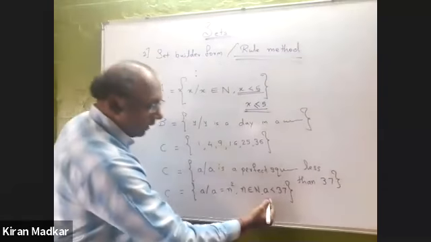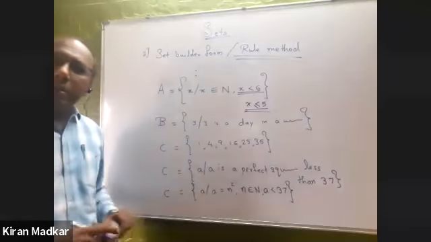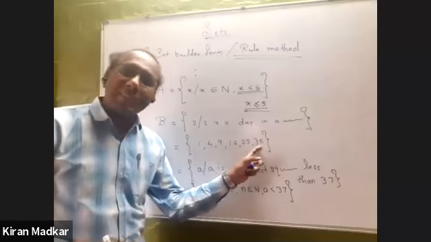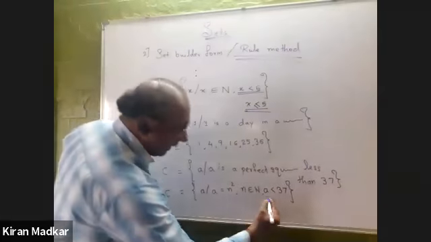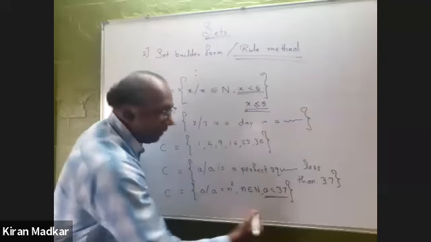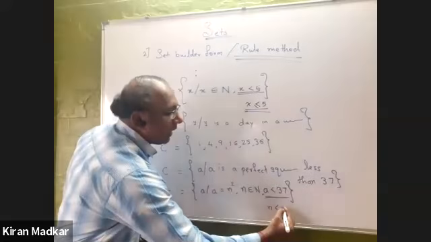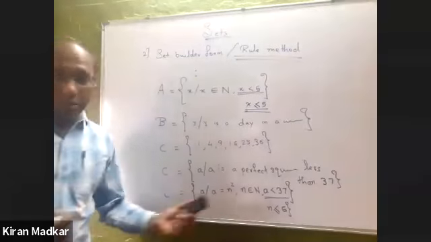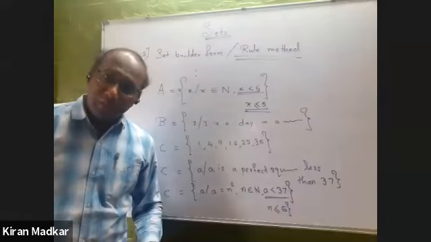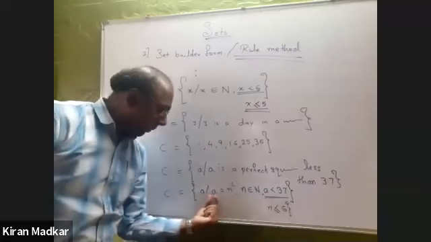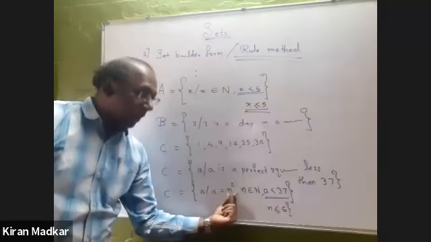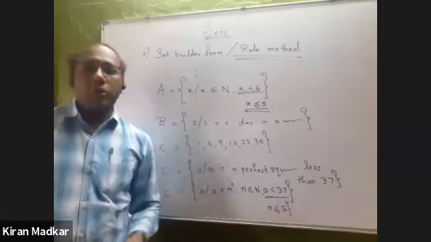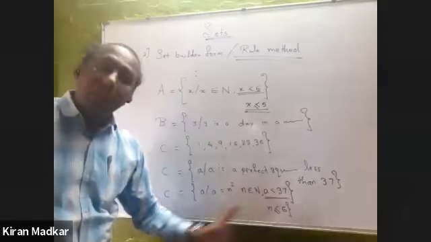Someone will say, sir, A less than 37. Can I write something about N? As what I know, 36 is the square of 6. So I can write either A is less than 37, or I can write N is less than or equal to 6. Less than 7 is also okay. Either A or N, either of the ways is okay.